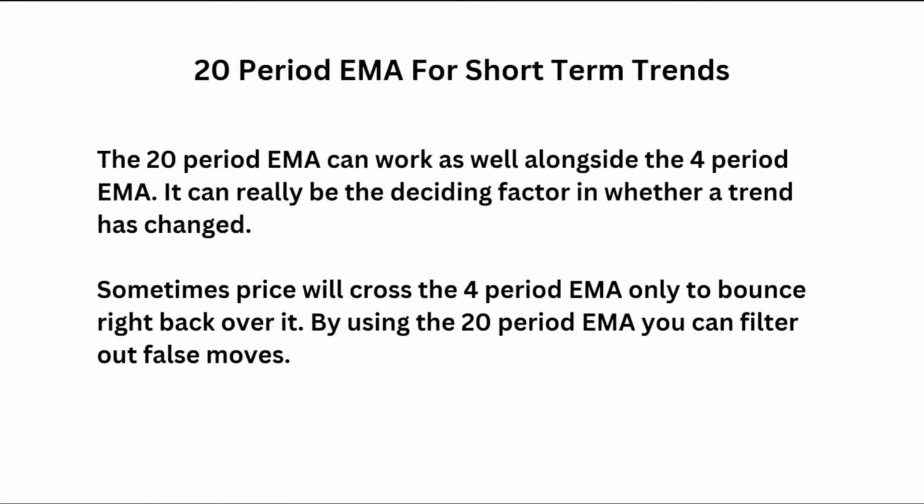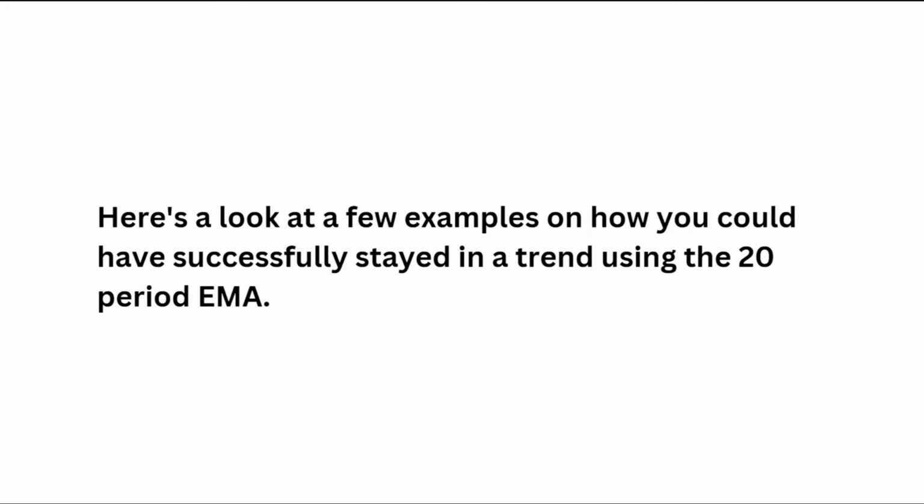The 20-period EMA is great for short-term trends. It can work alongside the 4-period EMA and can really be the deciding factor in whether a trend has changed. Sometimes price will cross the 4-period EMA only to bounce right back over it. By using the 20-period EMA, you can filter out false moves. Here is a look at a few examples on how you could have successfully stayed in a trend using the 20-period EMA.